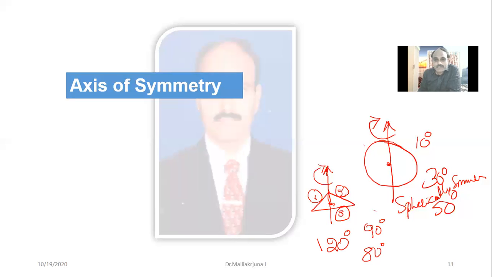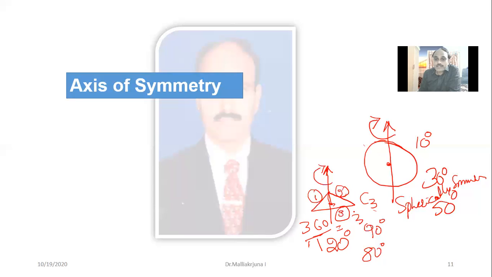Then, if you rotate by 120 degrees thrice, again 1 comes onto 1, 2 takes its original position, 3 takes its original position. So how many times can you rotate it to get the original position? 3 times. So 3 times you are rotating through an angle of 120 degrees. Therefore, 360 by 120 gives you the number 3.